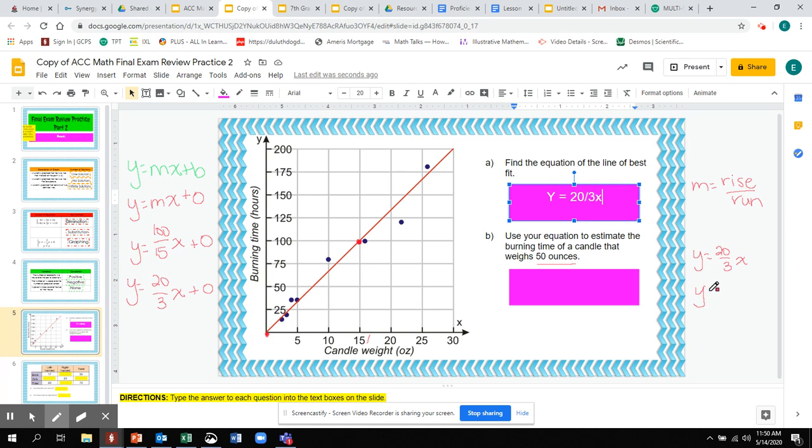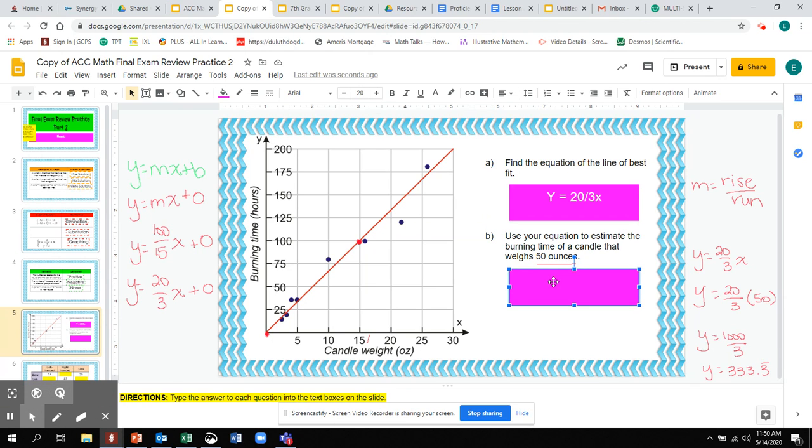So I'm going to multiply 20/3 times 50, or 50 over 1. And when I do that, I get 1,000 over 3. And that, if you would divide it, becomes 333.3 repeating, or 333 1/3. So if I were looking at the burning time for this candle, I would say that it would be about 330.